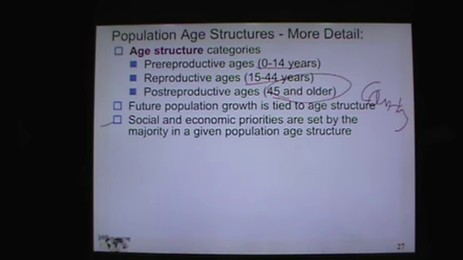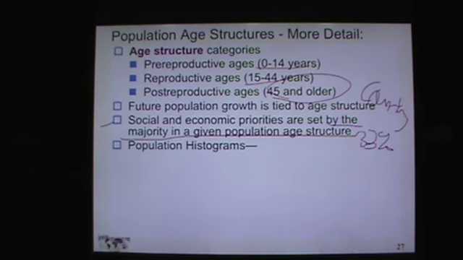Social and economic priorities are set by the majority of a given population in an age structure. Now, majority doesn't necessarily mean majority in terms of total numbers. We'll give you an example. In this particular county, Highlands County, Florida, 33% of our population is over age 65. That's the second highest rate per capita of any county in the nation. A lot of our priorities are set by that population.